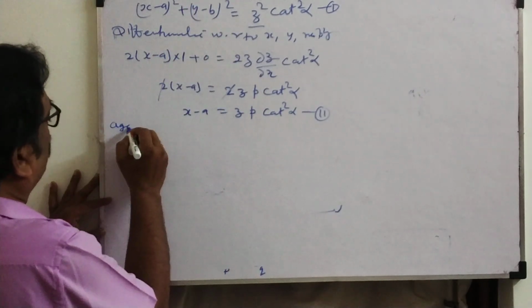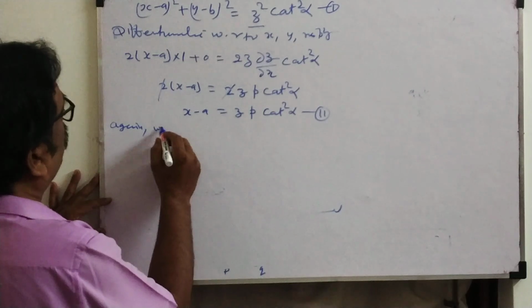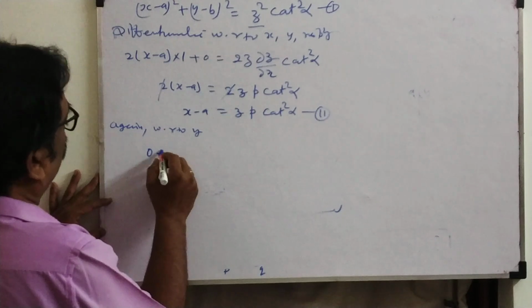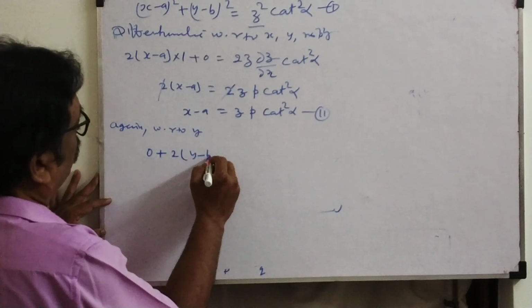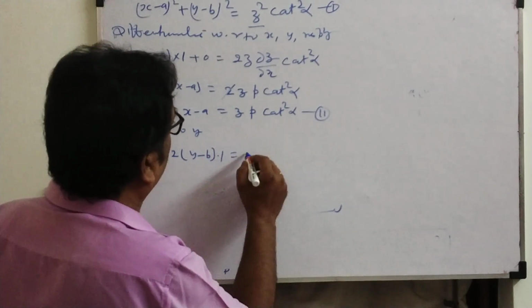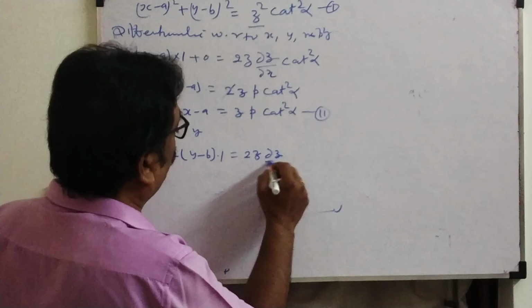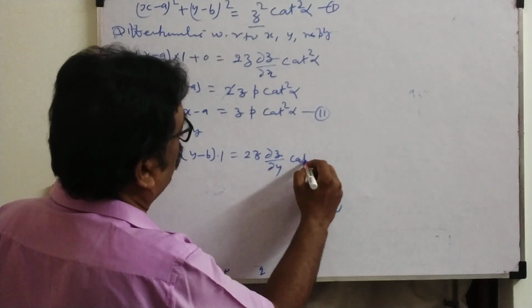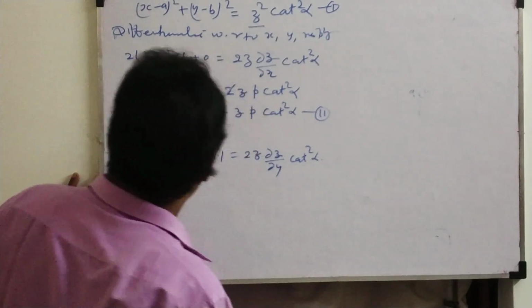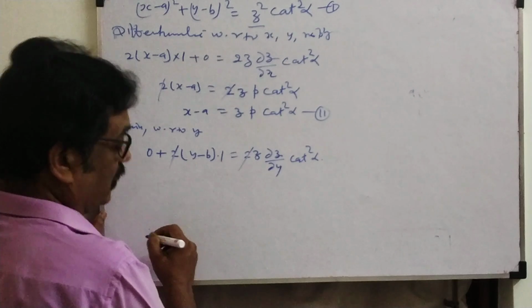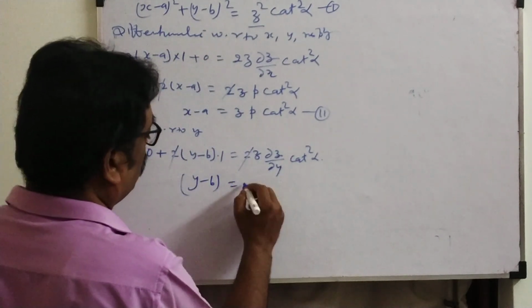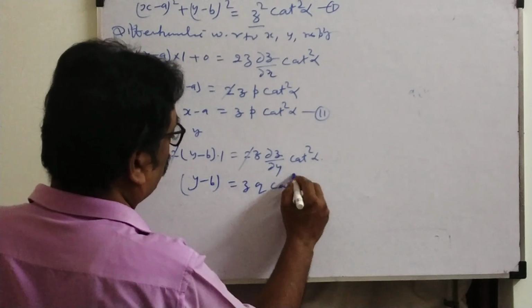Now again differentiating with respect to y, this part will come 0. Then this 2 into y minus b into 1, because the y differentiation is 1. Then here 2z dou z by dou y with respect to y. Then cot square alpha will be as it is. Now see here, 2 gets cancelled on both sides. So what is there? Y minus b equals zq cot square alpha.